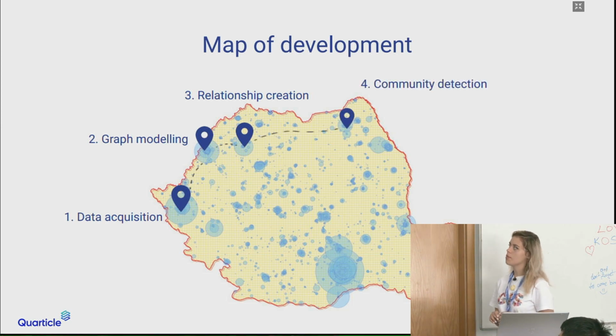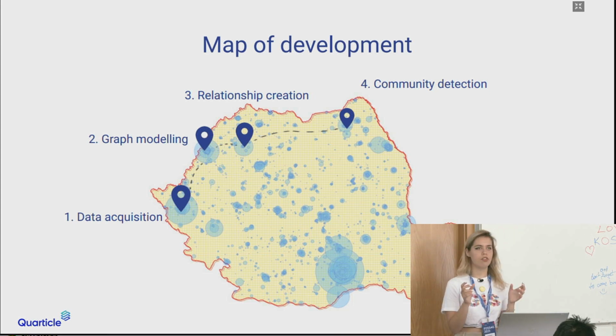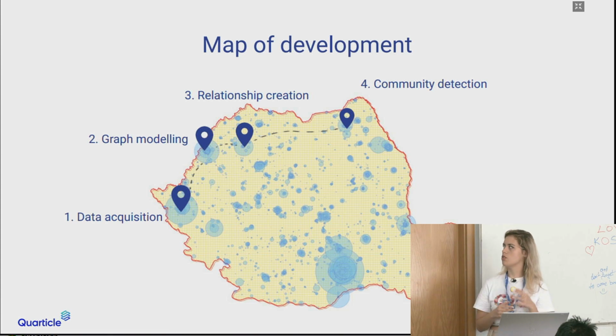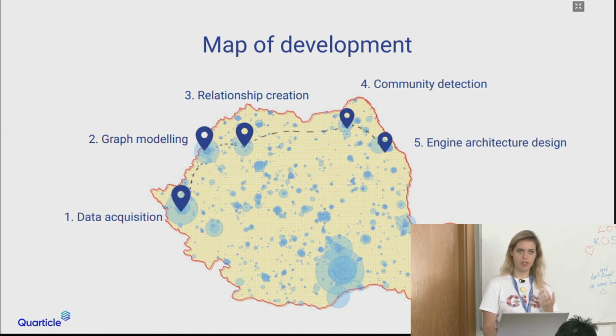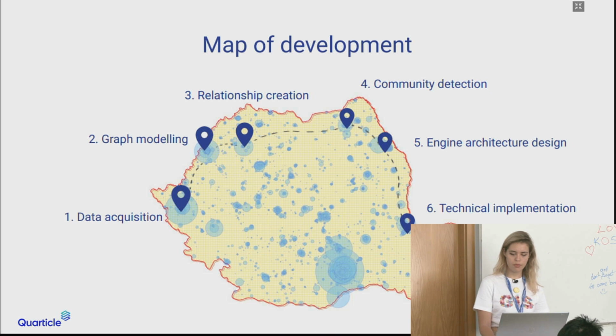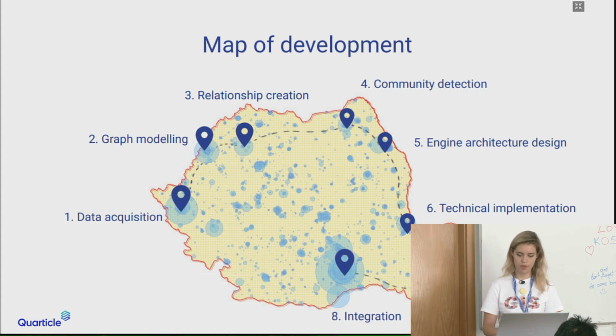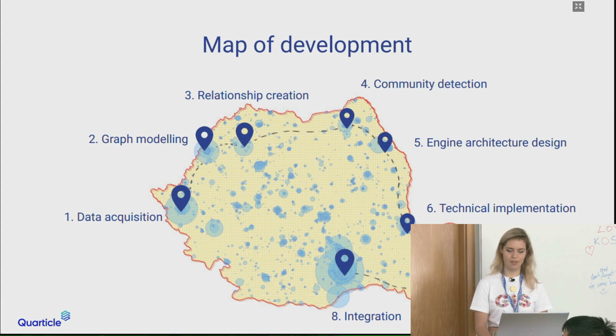Then we did some community detection to have the relationships pre-computed and stored as simple indexes in the database. We built the engine's architecture. We implemented it. Then we integrated the processing functionality, which is a location-based processing tool. And now we are ready to take it further and develop it as a product.